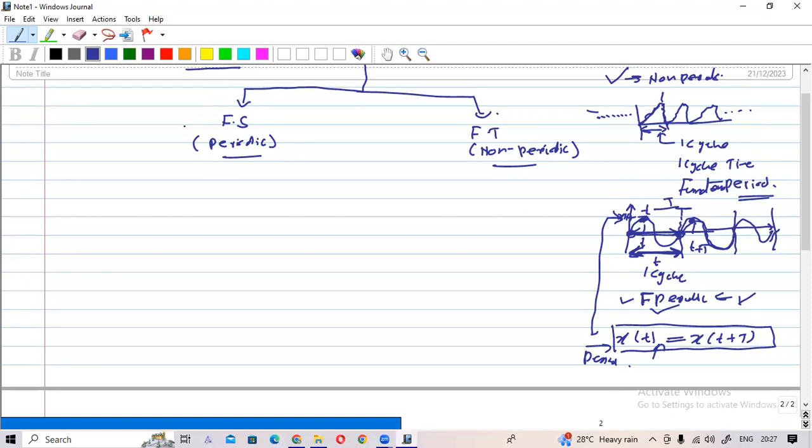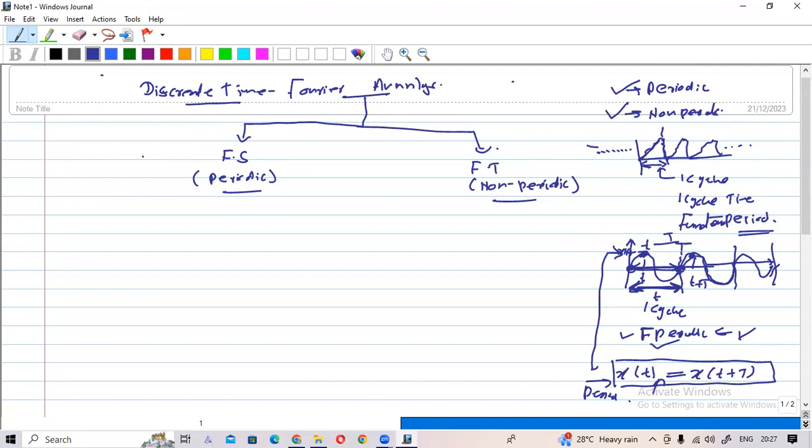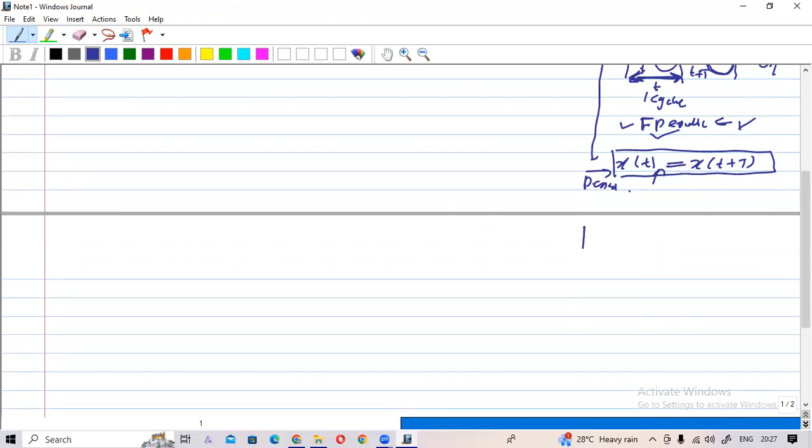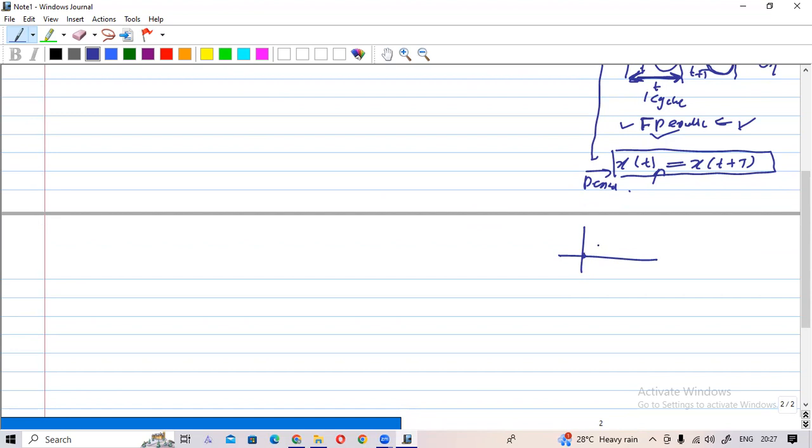Now our main concern is discrete time Fourier series, so we are concerned with discrete time signals. For a discrete time signal, the sequence should be repeating. It can be like this: 1, 2, 3, then 0, again 1, 2, 3, then 0, again 1, 2, 3, then 0, like this. You can see that this pattern is repeating again and again. So this is a discrete time signal.